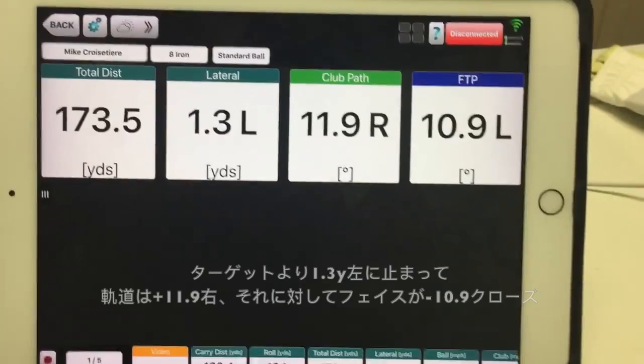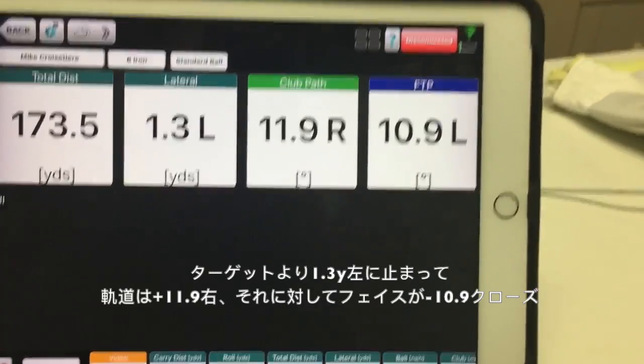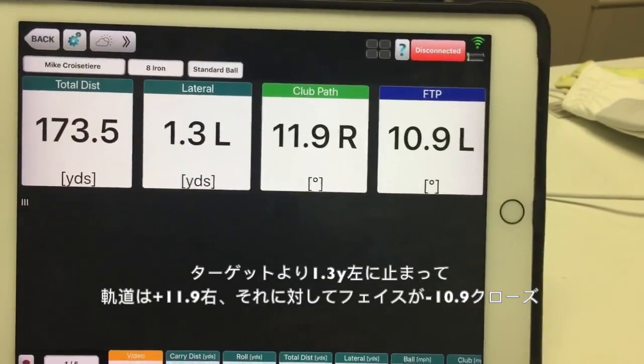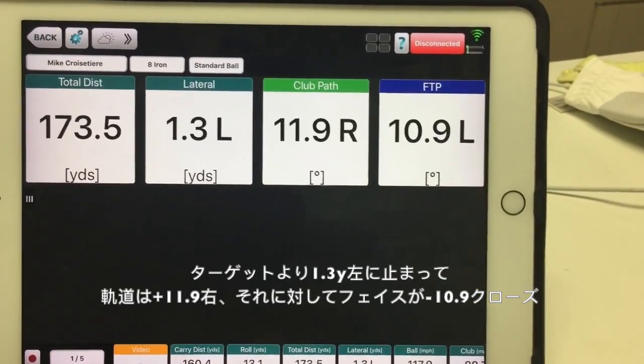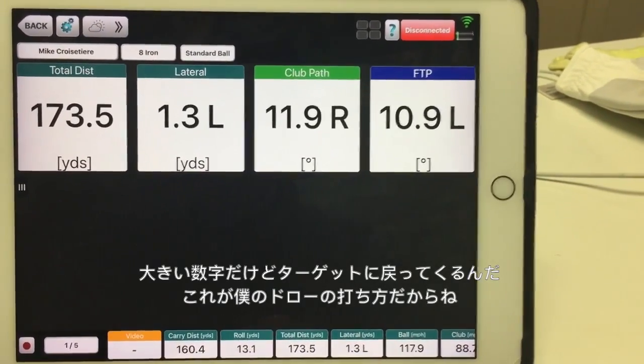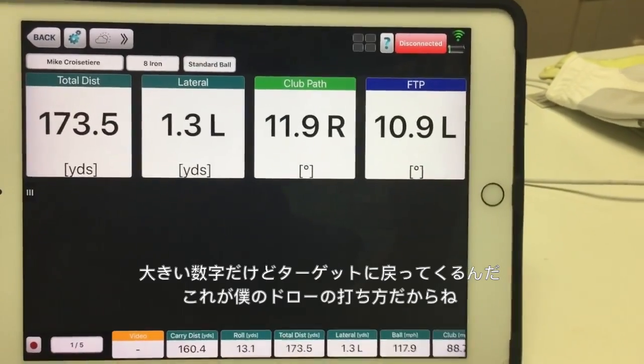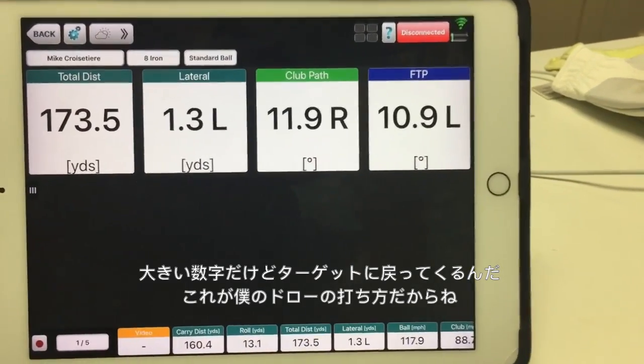So again, you can see lateral 1.3 left. I had 11.9 path. Face to path was 10.9 left of that, right? So a pretty big pull. But it was a pull draw right back on the target. I'm telling you guys, that is the way I do it.